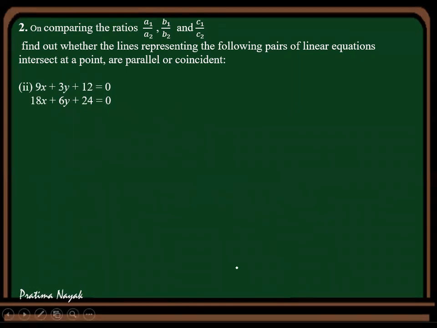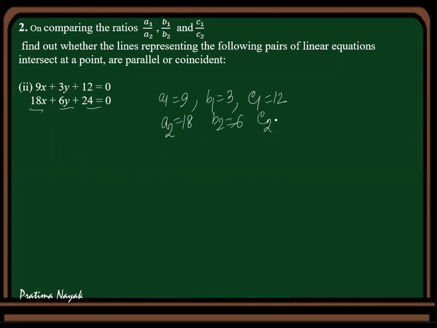Next is coming to part 2. Here also in the same way you will go. a1 is equal to 9, b1 is equal to 3, c1 is equal to 12, a2 is equal to 18, b2 is equal to 6, c2 is equal to 24. We have to find whether it will be intersecting at a point, parallel or coincident.